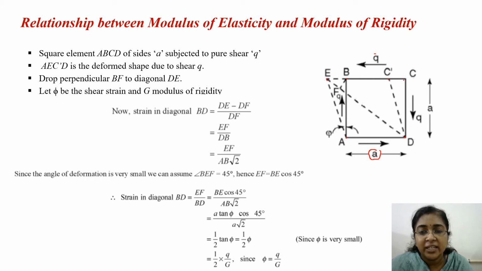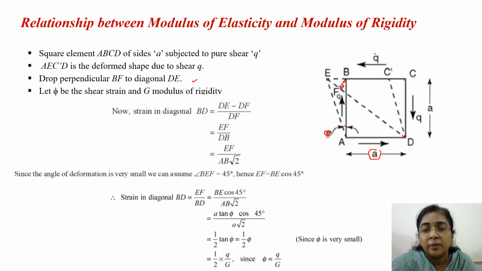There is certain shear deformation which is represented by phi here. Shear deformation is phi. Now let us draw a perpendicular to DE at F. That is BF is perpendicular to DE. Now, let us write the expression for strain in diagonal BD. The strain is given by the change in length divided by the original length. BD. We have to find out the strain in this diagonal.